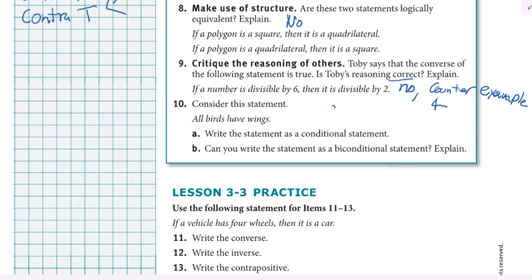So a butterfly, does it have wings? Yes, you've met the hypothesis. Is it a bird? No. So a butterfly would be a counterexample, making the converse false. So then it cannot be written as a biconditional statement. No, because the converse is false.